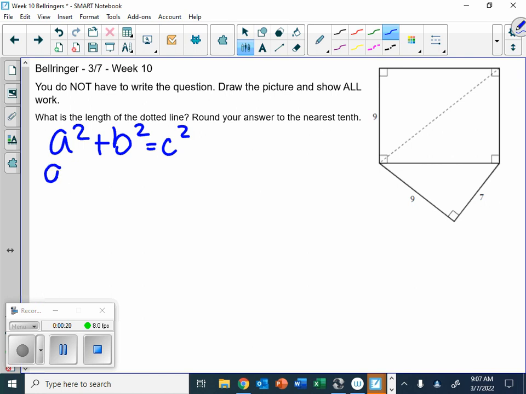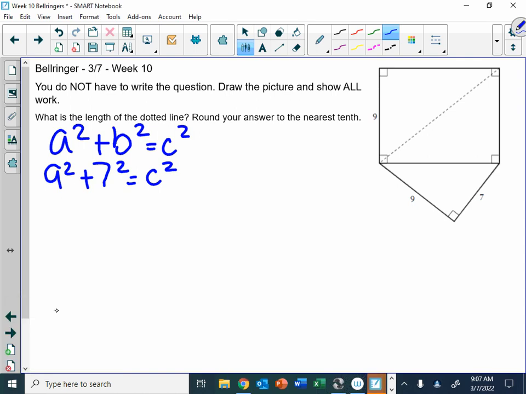Alright, so I'll say 9 squared plus 7 squared equals C squared. What is 9 squared? 81. Plus 7 squared? 49. What is 81 plus 49? 130. So 130 equals C squared, and then how do I get C all by itself? Square root, good. Square root both sides.